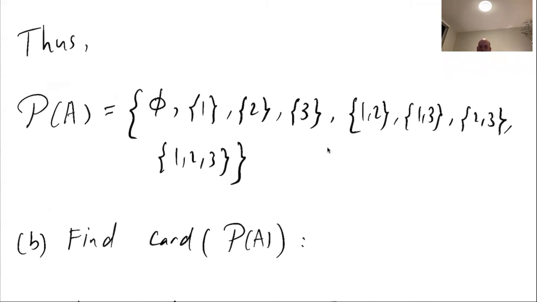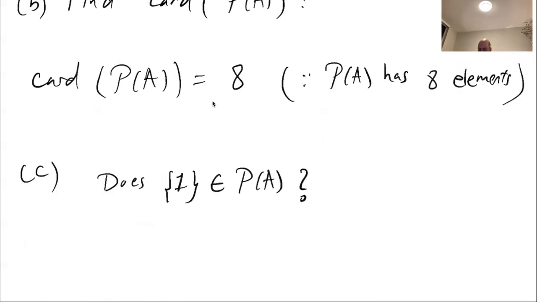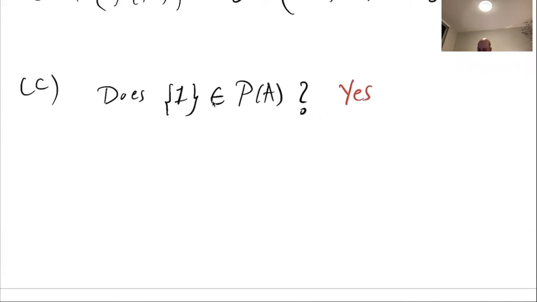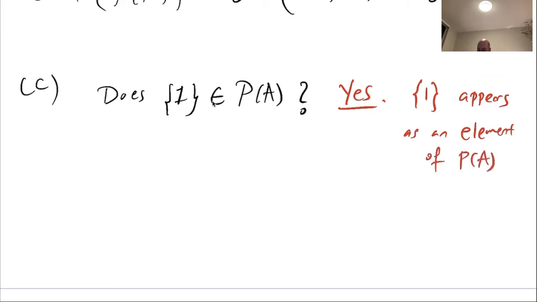When you want to see if something is an element of a set or not, you have to look at your set. Does that element appear here? See, this is the first element of P of A. This is the second element of P of A. This is the third element of P of A. So this element appears, right? So this is an element of P of A. So the answer is yes. 1 appears as an element of P of A.